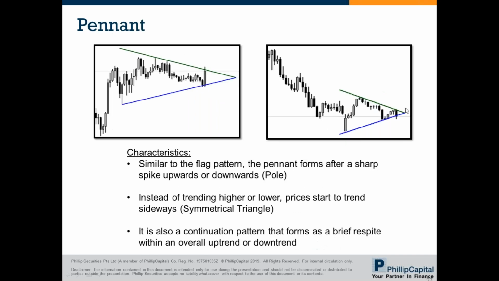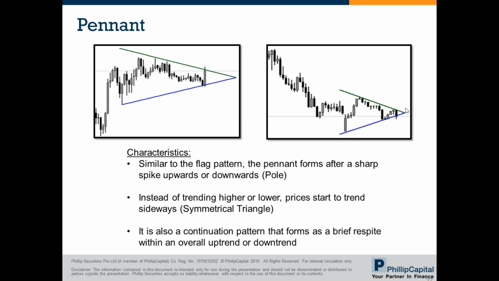All right, so next we move on to a pennant. The pennant is similar to the flag pattern in the sense that there is a pole that is being formed initially, either to the upside or the downside, depending on the trend of the current market. After the formation of the pole, you will see a similar thing, trending either higher or lower. But the key difference between a flag and a pennant is that prices will start to form a symmetrical triangle. It will trend sideways instead of upwards or downwards. So this may be marked out using a pennant, a triangle that meets at its end.